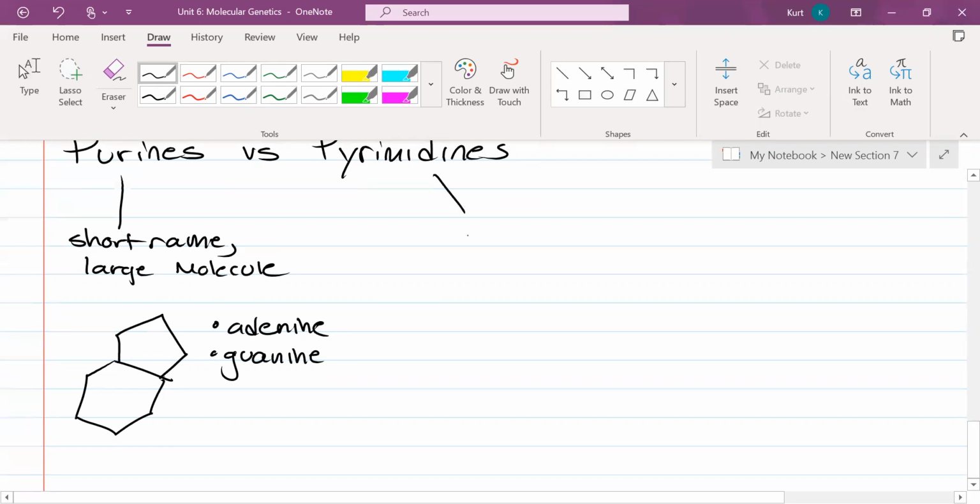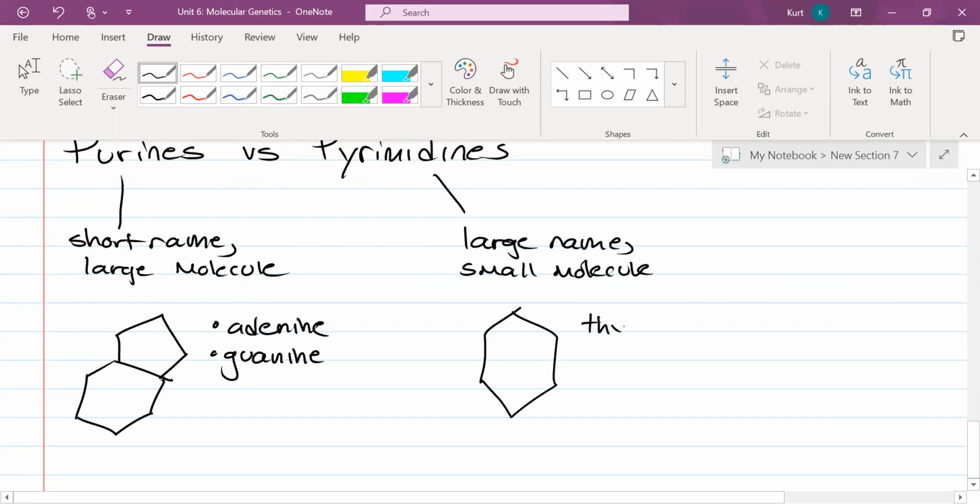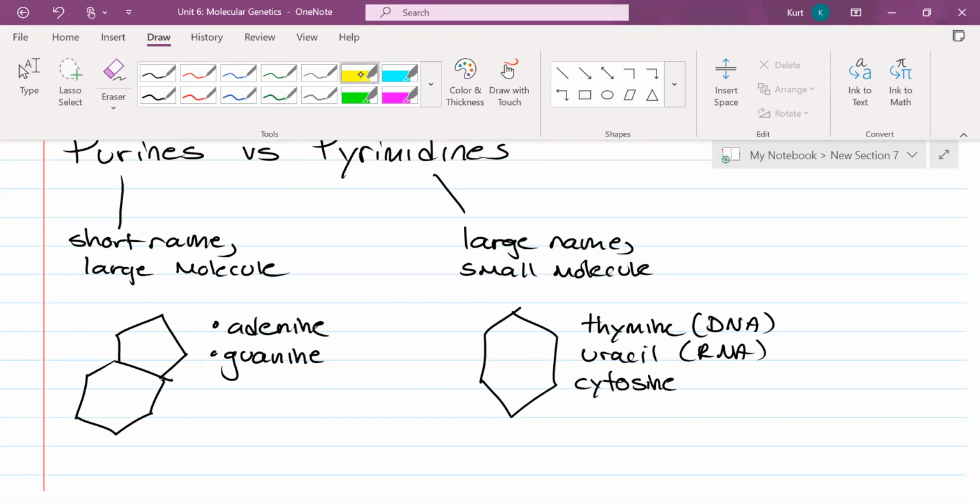And then you have pyrimidines. Here's how I remember it: large name, small molecule. This includes thymine if you're doing DNA, uracil if you're using RNA, and cytosine. Perhaps something you can use to help yourself remember this is that pyrimidine has the letter Y, and so does thymine, and so does cytosine. You're thinking, what about uracil? Well, you should know that uracil replaces thymine whenever you use RNA.